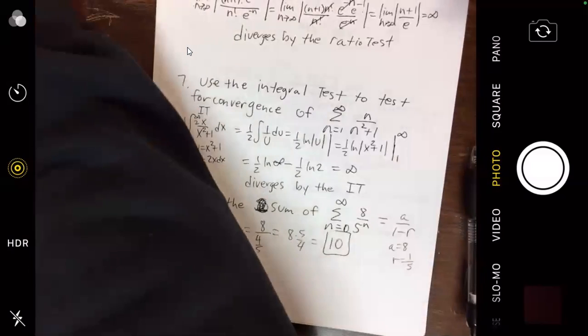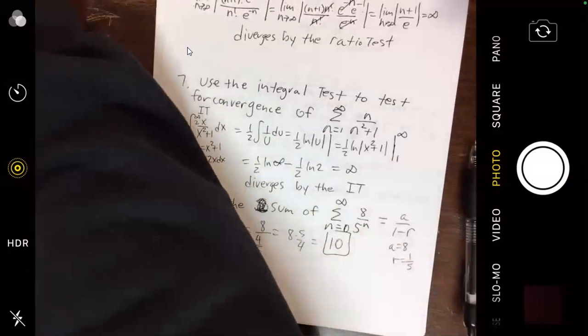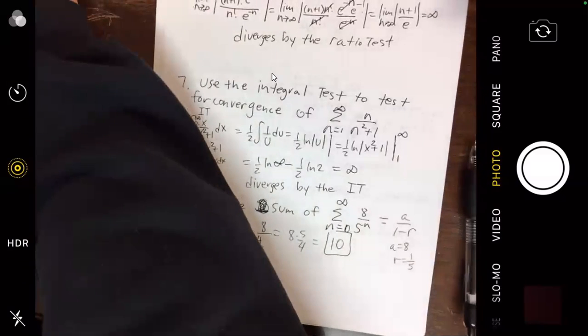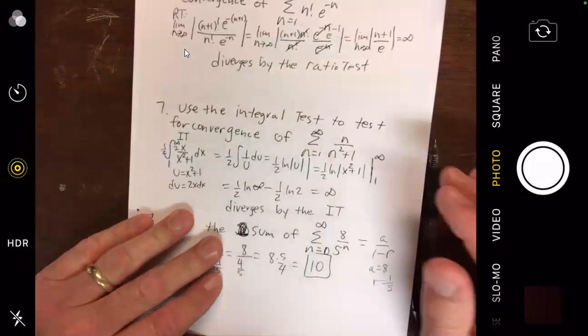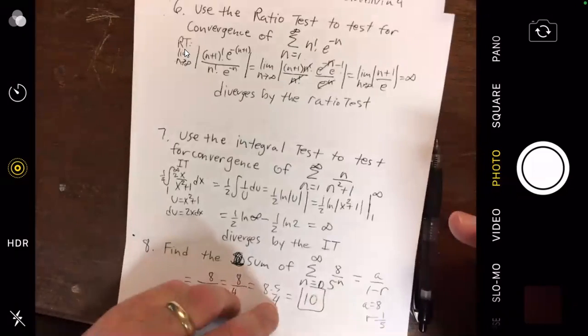Let me check the chat line, see if there's any questions. Okay, not particularly. All right. Anytime you want to unmute yourself, if you can, help yourself.